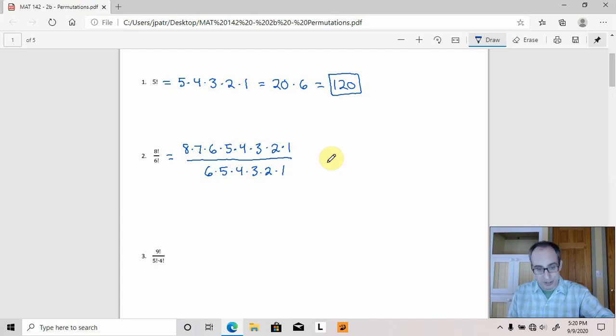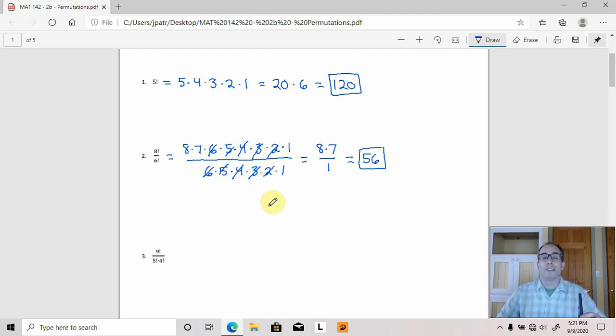So you can actually cancel a lot of stuff. We can cancel those 6s, and those 5s, and those 4s, and those 3s, and those 2s. That's quite a bit of stuff. And then we're just going to have a 1 on the bottom because everything's been canceled. So this is just 8 times 7 over 1, and that's 56. So the key thing is the cancellation. When you get down here, 8 times 7, that's easy, but that's only easy because all the cancellation happened. You would still get 56 if you didn't do the cancellation, but you'd have to deal with a lot of huge numbers. So when you're simplifying quotients that involve factorials, I would say just cancel whatever you can.